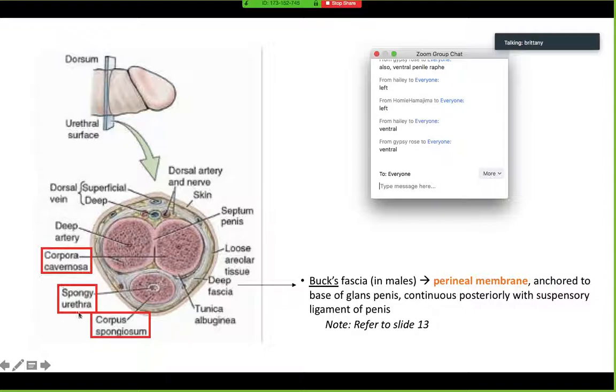Oh, and okay, so most important thing here, I think they did this in the practical. I don't know if anybody has made a cross section through the penis yet, but on the practical they did this, and then they tagged one of these erectile tissues. So make sure you know that these are the corpora cavernosa, and then this is the corpus spongiosum. And then passing through the corpus spongiosum is the spongy urethra.